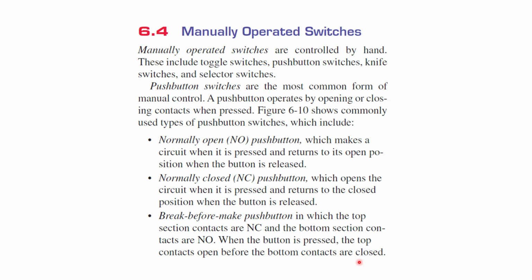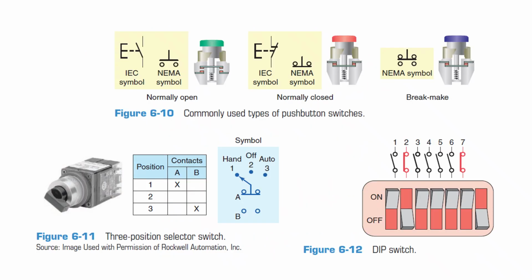So this is about the manually operated switch. These are the representations of manually operated switches. There are two types of representation: one is the IEC symbol, another one is the NEMA symbol, that is National Electrical Manufacturers Association. Representing a normally open switch, here you can see that a normally open switch will have a setup like this, and similarly this is also a normally open contact. Here you have a setup which represents the push button.